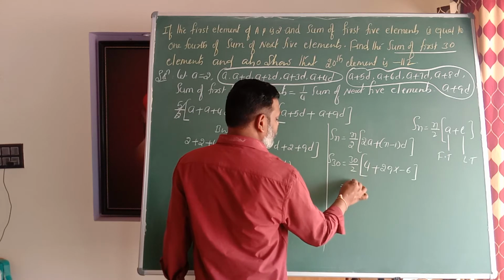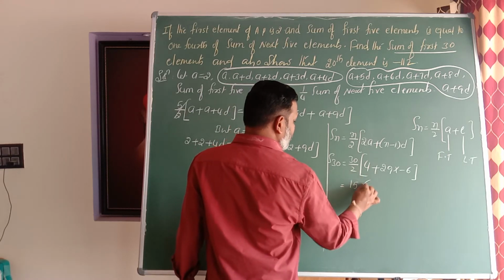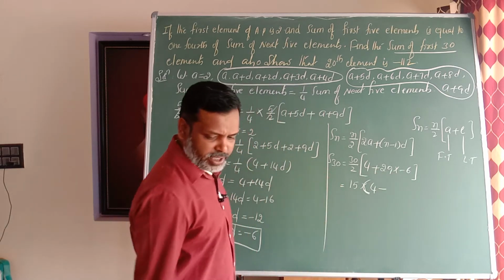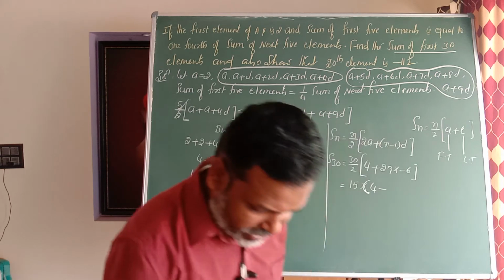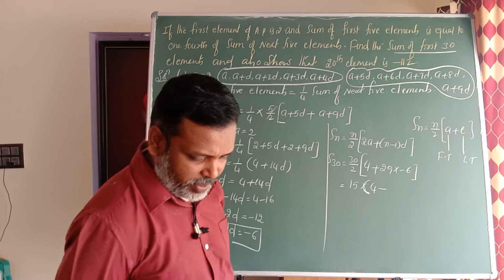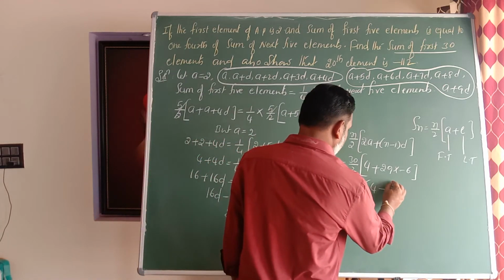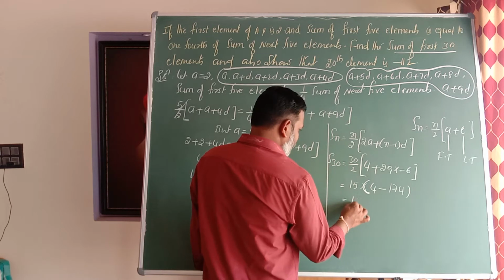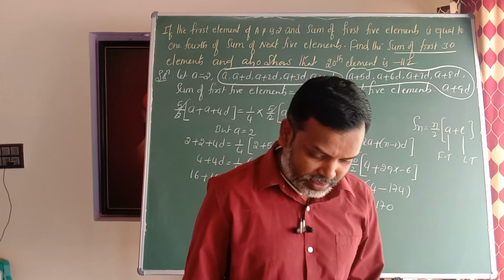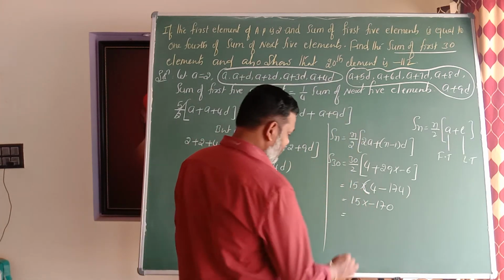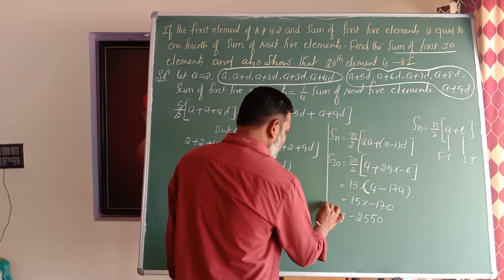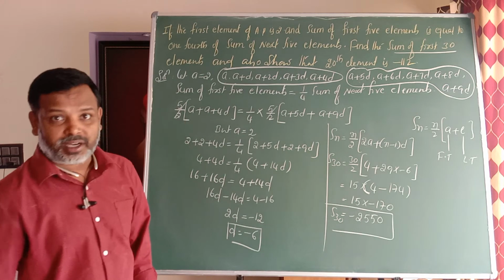That is equal to 30 by 2, which is 15, into 4 plus, into minus 29 into 6. What is 29 into 6? That is equal to 174, so minus 174. So that is equal to 15 into minus 170. What is 15 into minus 170? It is minus 2550. This is the sum of how many terms? 30 terms. Sum of the 30 terms.